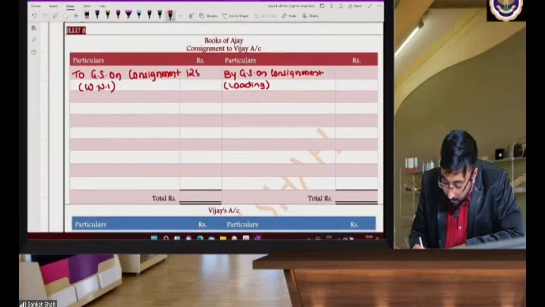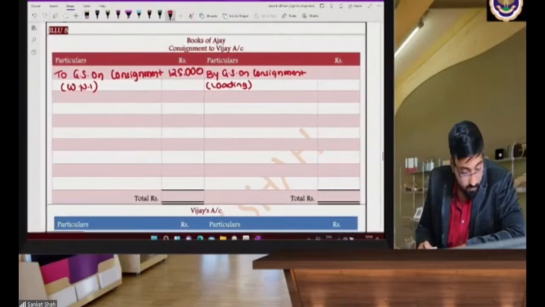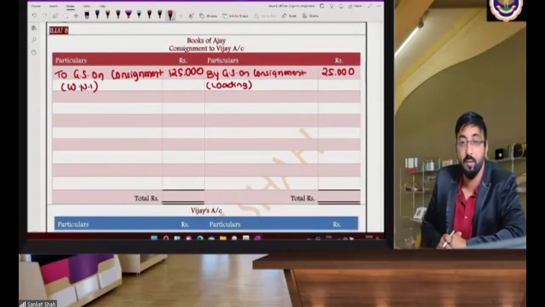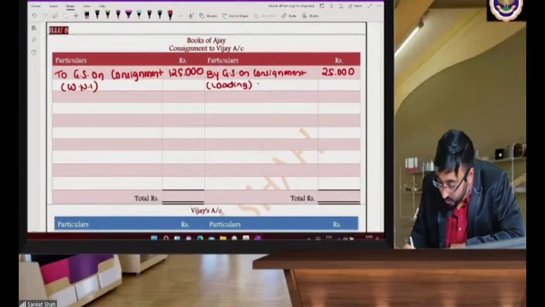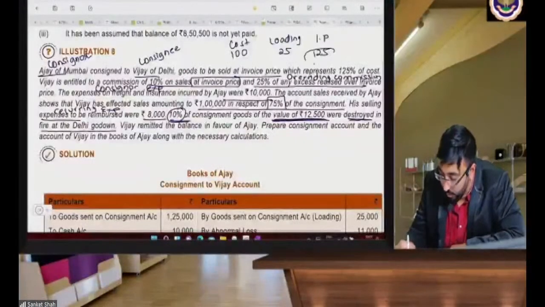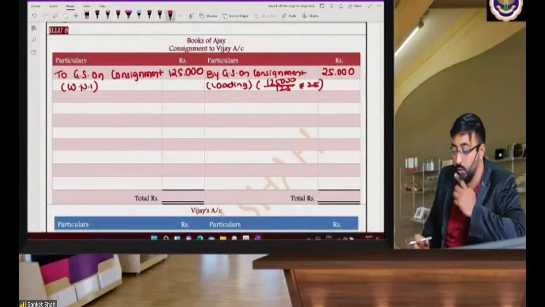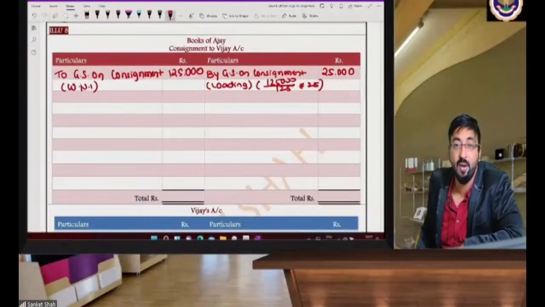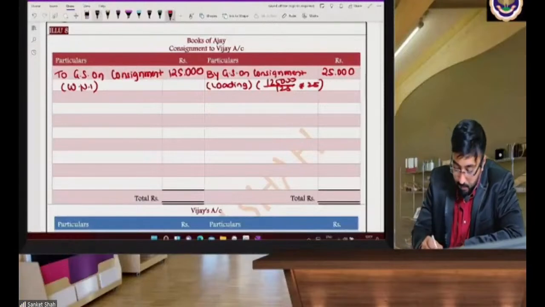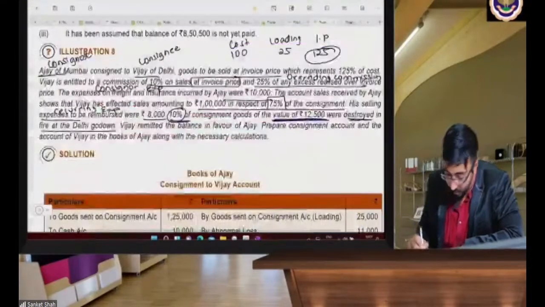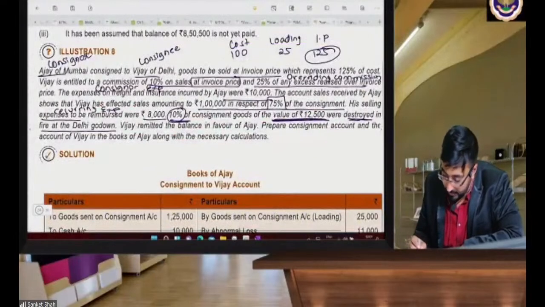So 1,25,000. And this is 25,000 goods sent on consignment. How am I getting this? 1,25,000 is the invoice price. As you are aware that 125 is the invoice price, so divide by 125 into 25. So 1,25,000 divided by 125 into 25. First adjustment over. It's very easy now. Second one, commission, that we will do afterwards.